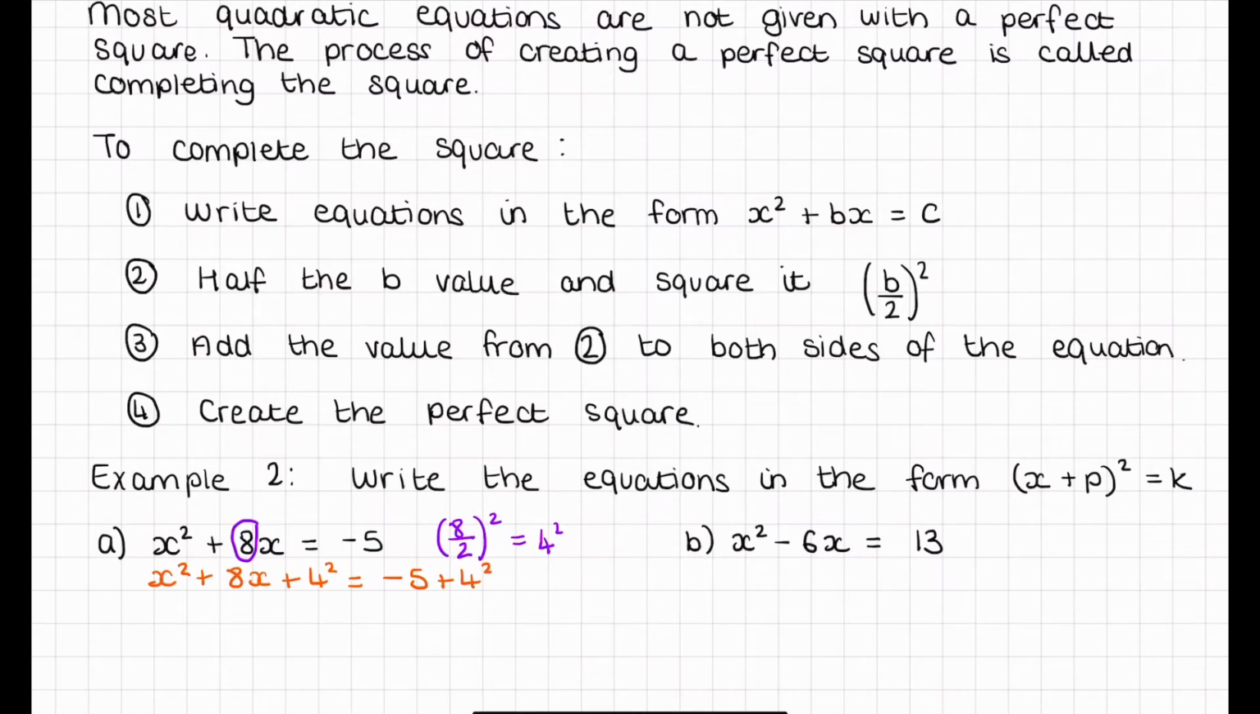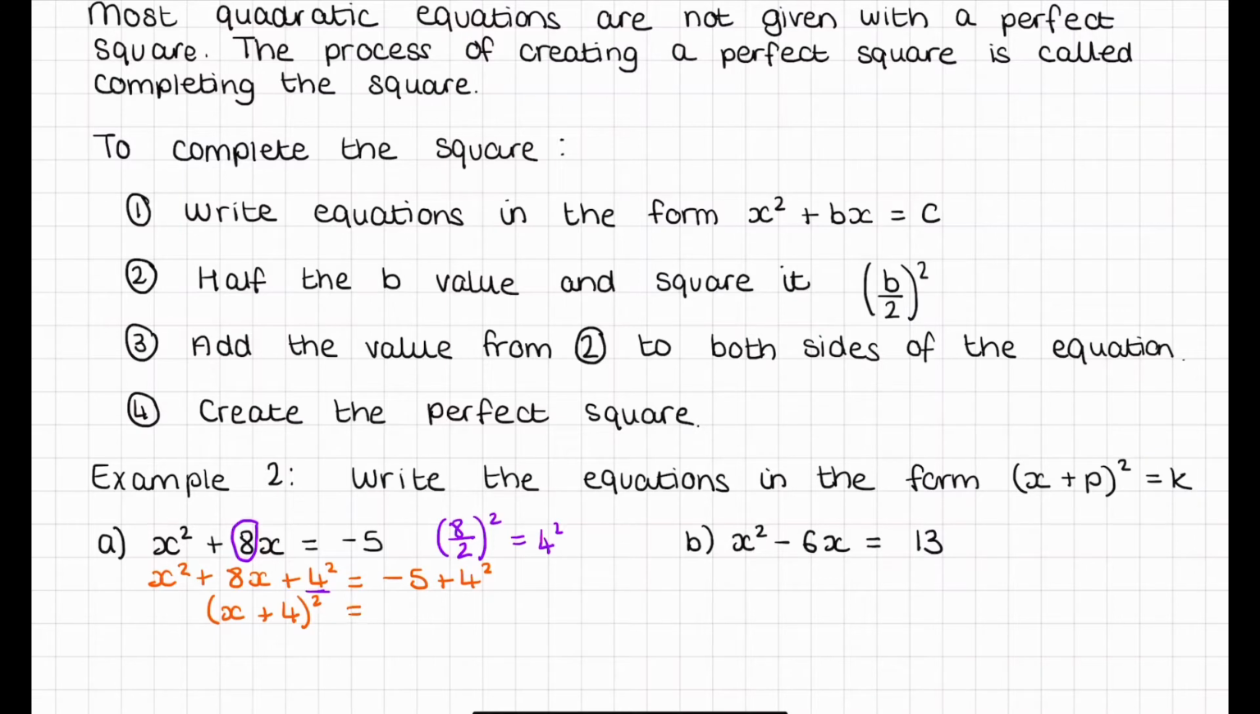Now we've done that, what you'll actually find is the left-hand side is a perfect square. And all we have to do here is write it as a perfect square. So it's going to be x plus, now that number that we have there, the 4, is what goes in the brackets. Which is why I want you to leave it as 4 squared, so you put the right number in.